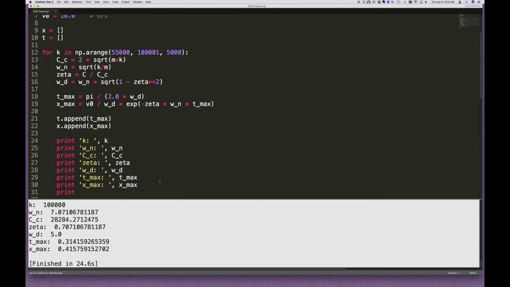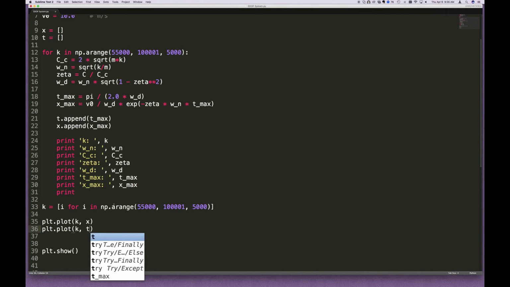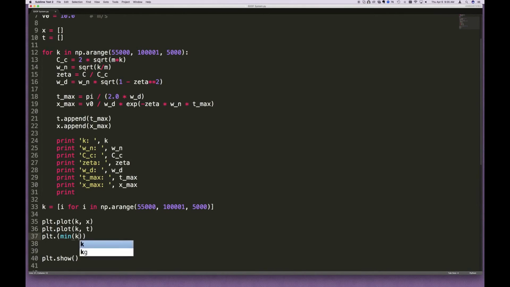Okay, so that works. Now let's just make it look a little bit better. We'll dress it up a bit. In fact, what we'd also like to do on the same plot is show k versus t max. All right. Let me set the limits. This is just a little bit of extra dressing. So I want to take the minimum value of k to the maximum value of k, and what I've left out here is the x limit. So on the plot, I want to set the scale of the x-axis, the x limits, from the minimum value of k to the maximum value of k.